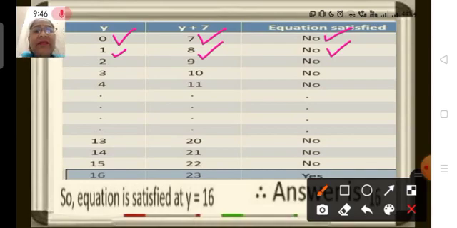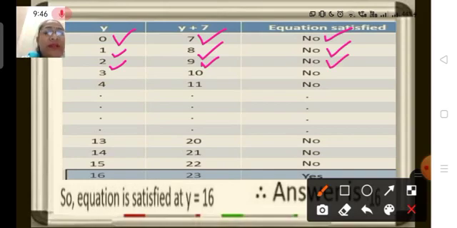Then we'll take the value of y as 2. If we take y equal to 2, then our expression y plus 7 becomes 2 plus 7, which is 9. But here we want the value of y plus 7 as 23. This means the value of y equal to 2 does not satisfy the given equation y plus 7 is equal to 23.